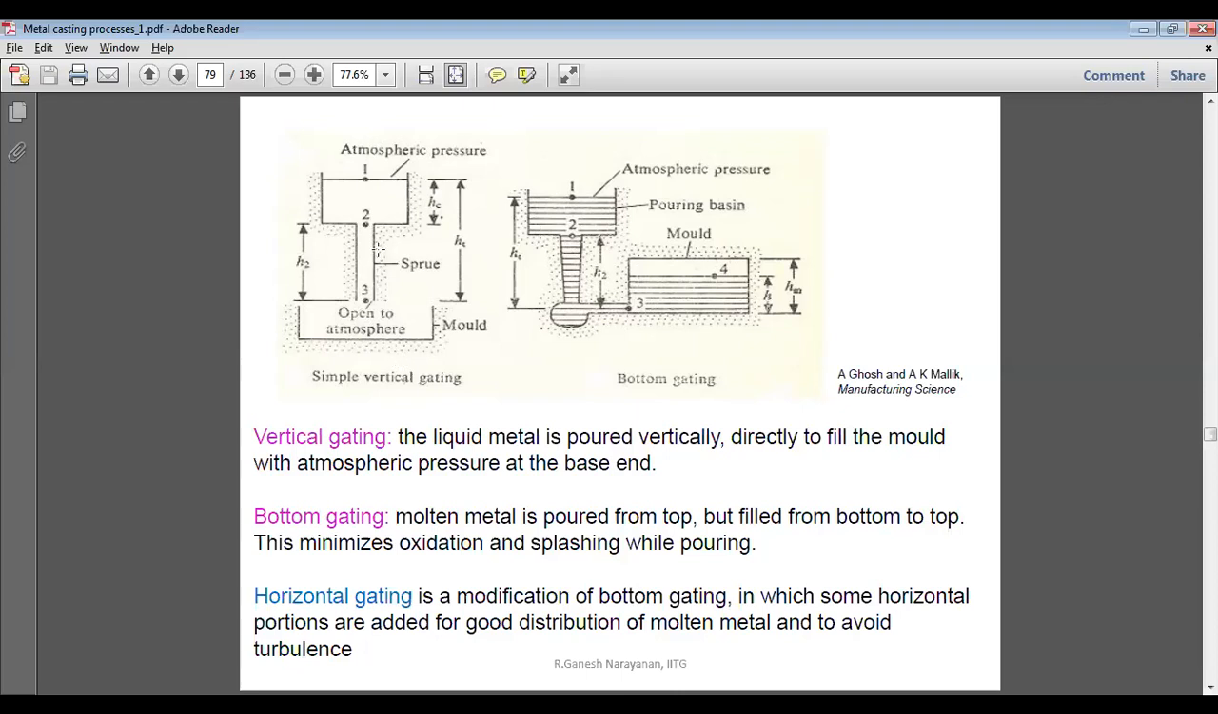This is a simple vertical gating system. This is a bottom gating system. The gate comes to the bottom, and then the runner lies parallel to the bottom. So this is called a bottom gating system. Then we have the horizontal gating system, which is similar to the bottom gating system but slightly different. A few changes are made to the bottom gating system, and we get the horizontal gating system.